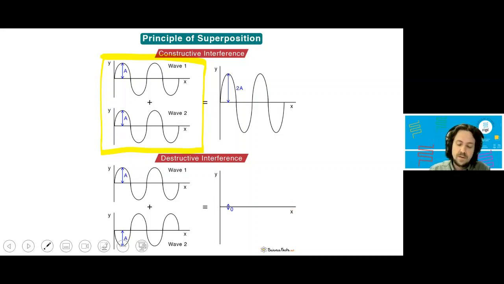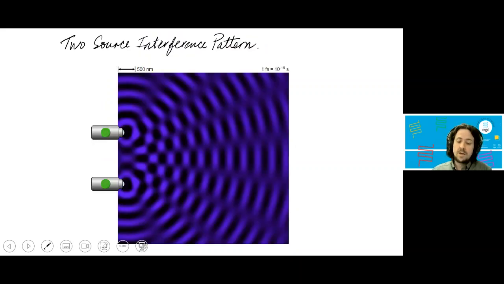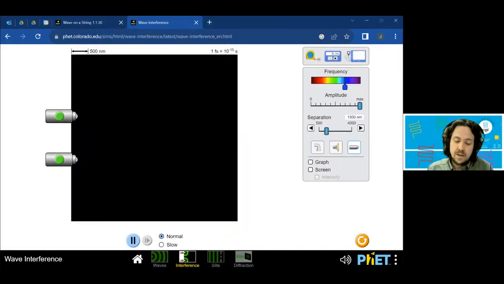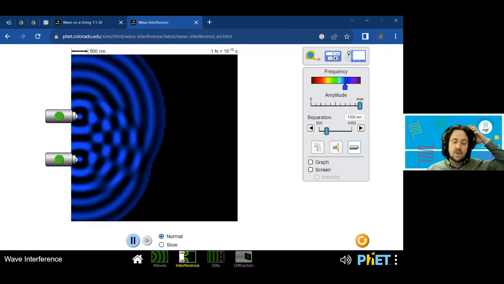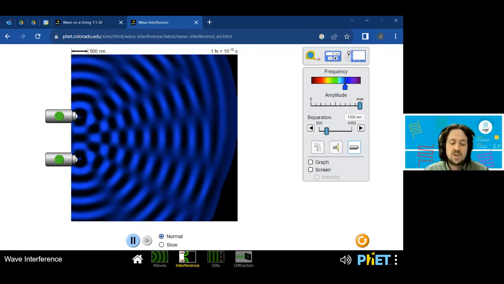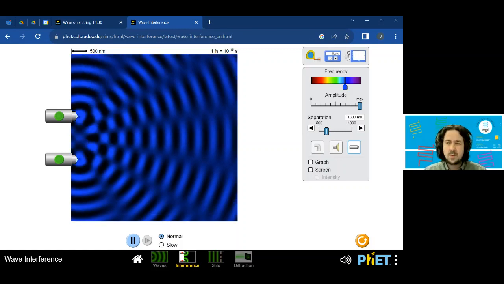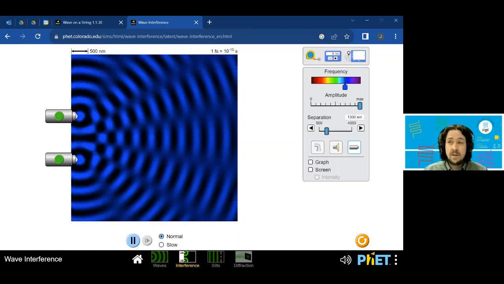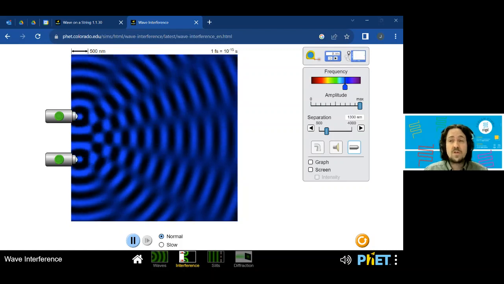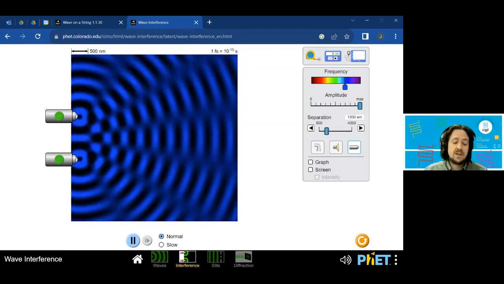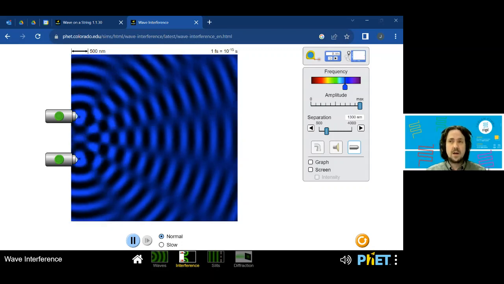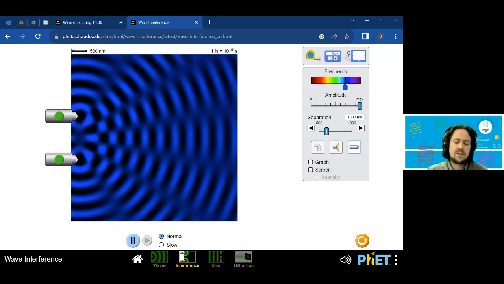Next then. Knowing that, we can start to explore a two-source interference pattern. If we have a look at this video, I've got two light sources which are coherent, in other words, they have the same constant phase relationship and the same frequency, and the wavefronts are all lined up. More on that a little bit later on.